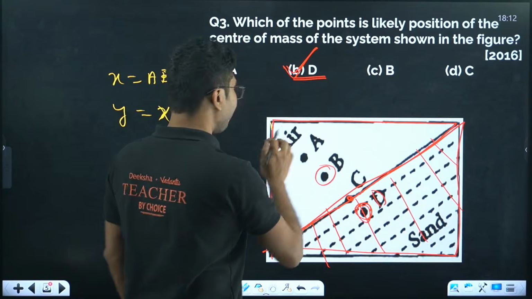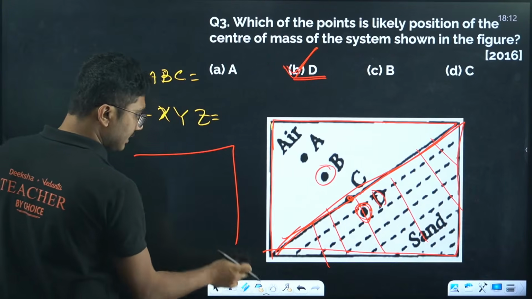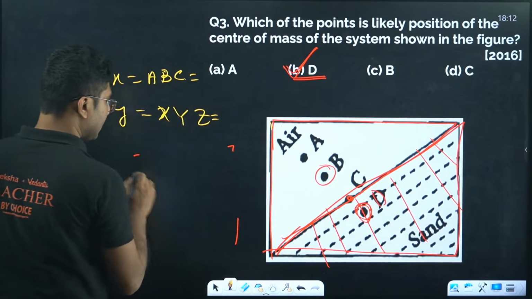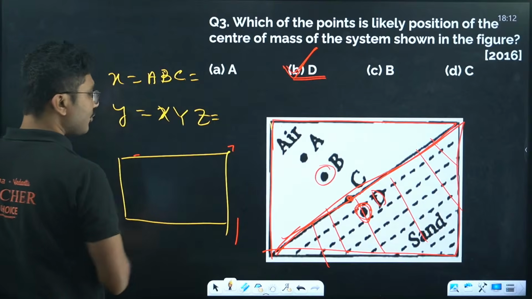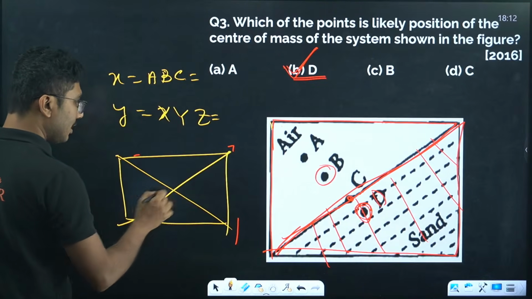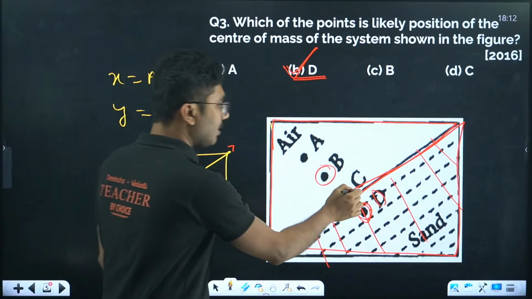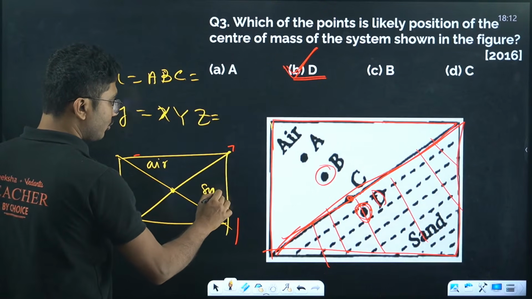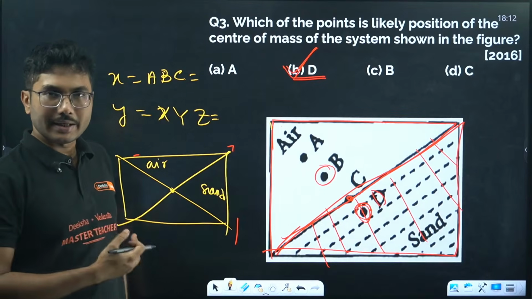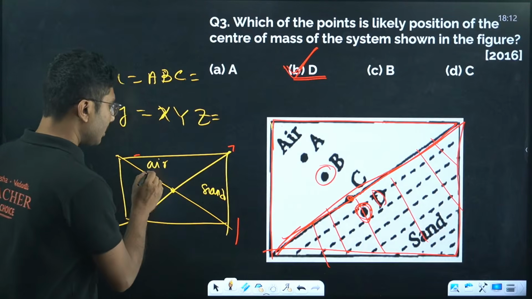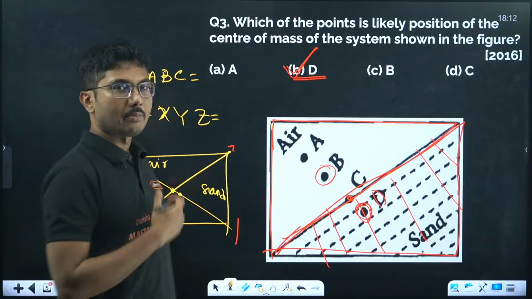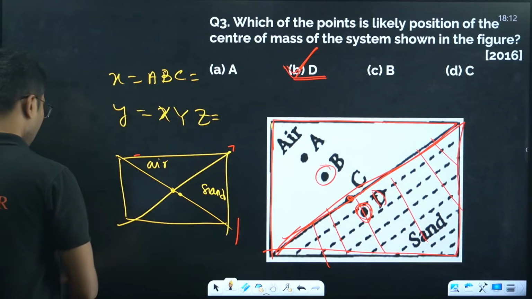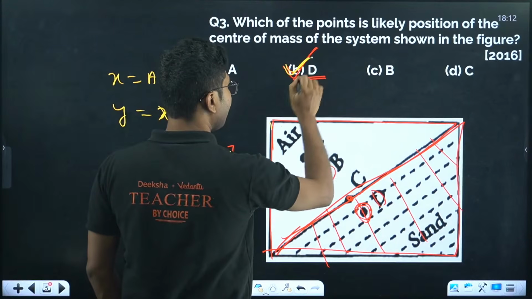If it is a simple block, imagine it's a simple solid block, then where do you expect the center of mass? The center of mass will be at the intersection of the diagonals, that is this point. But here half of this is air and the other half is sand. Sand is obviously heavier than air. Air has very small mass. So the center of mass will be where most of the mass is located, which is inside the sand. So the correct answer will be option D. Not option D, sorry, option B, but point D.